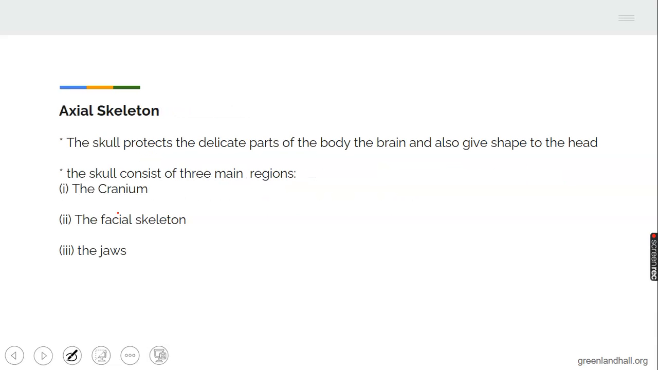The skull protects the delicate parts of the body, such as the brain, and also gives shape to the head. The skull consists of three main regions. What are the regions? The cranium, the facial skeleton, and the jaws.